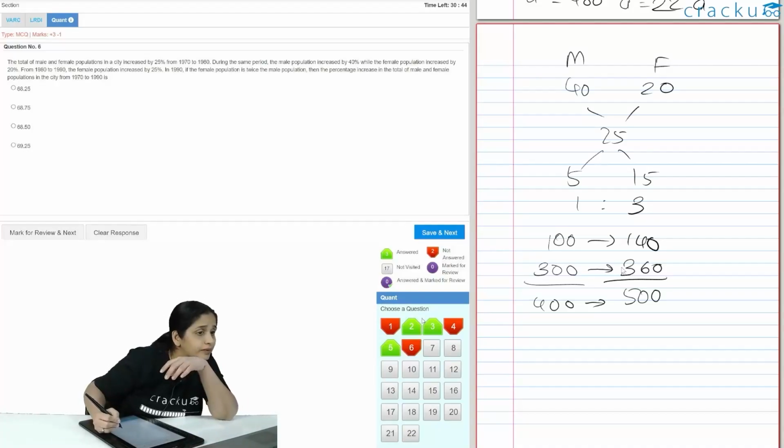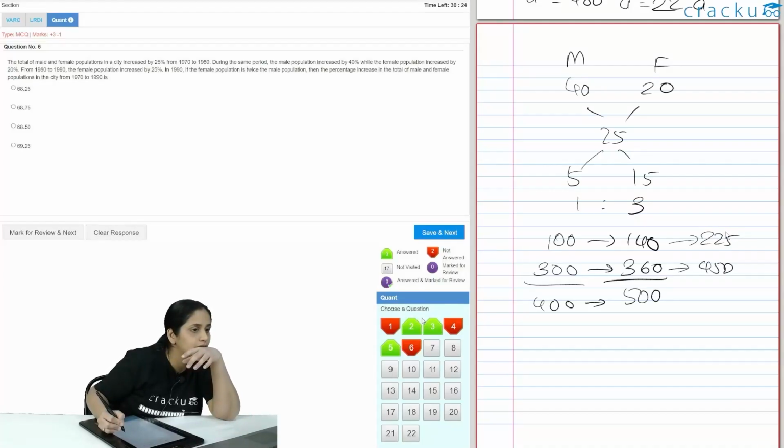So from 1980 to 1990, the female population increased by 25%. So this basically 1/4 increase. So this became 450. In 1990, it's twice the male population. So this means this is 225.